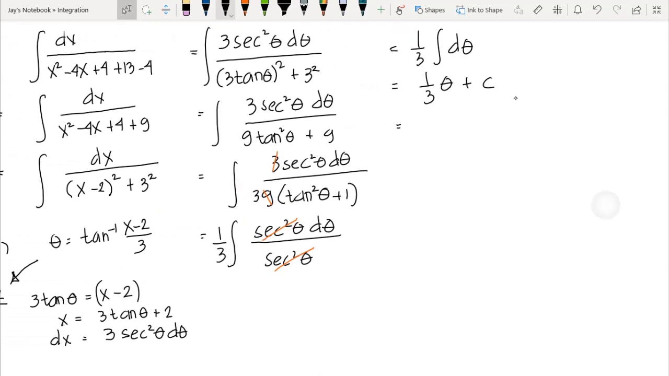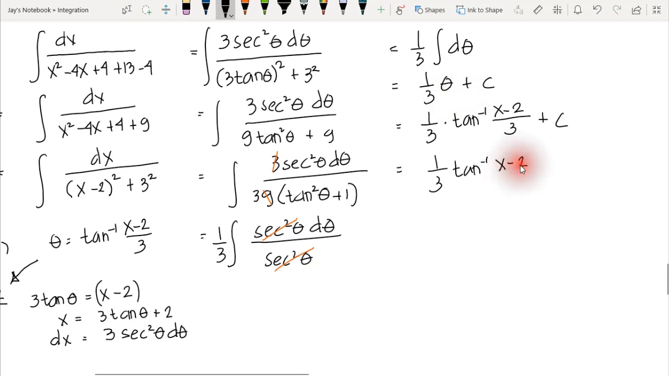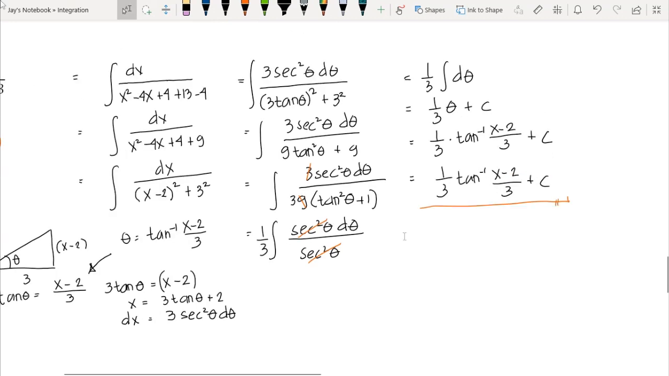So therefore, we can say that our theta here is 1/3 times arctangent of (x minus 2) over 3 plus c. So let's substitute back our function of x to our equation. This should not be our final answer, correct? Since our original function is in terms of x, we should take x back in our equation. So our answer here is 1/3 arctangent of (x minus 2) over 3 plus c. And now this is the answer for the integration of dx over x squared minus 4x plus 13.